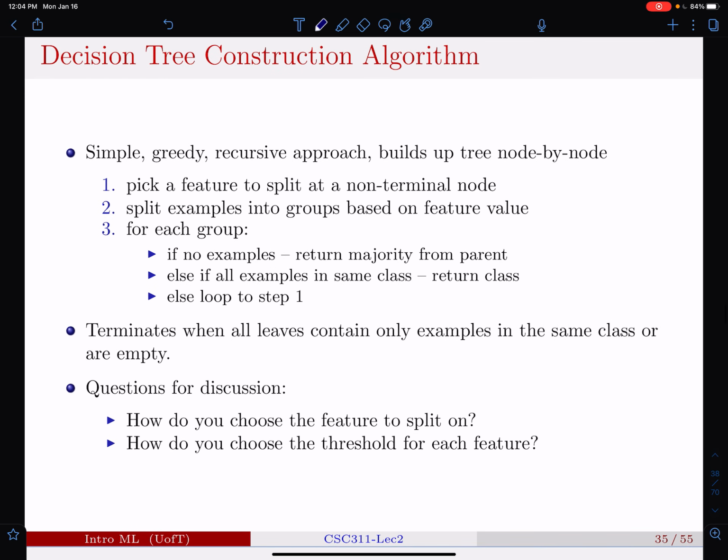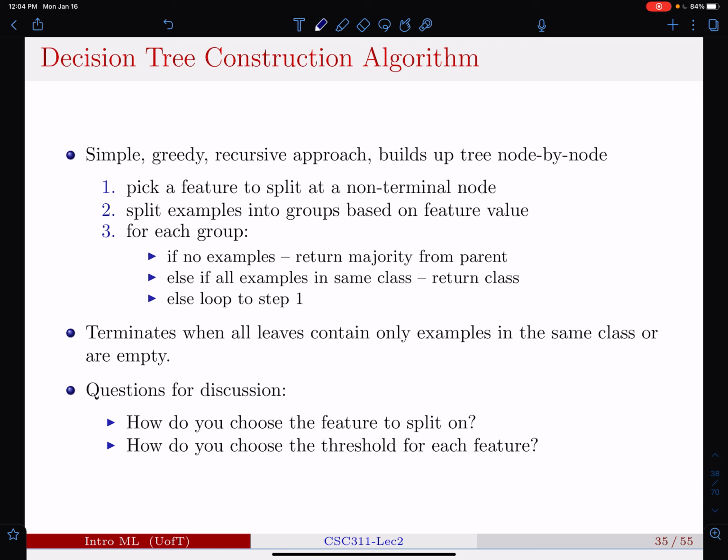Here's a more formal statement of the algorithm. You start from your root node, pick a feature to split at a given node, and split examples based on this feature value. If there are no examples left, then we're done, and we just return the majority. If it's all from the same class, then we're also done. Otherwise, we keep repeating: we treat the next node down as the root node and consider all possible splits.